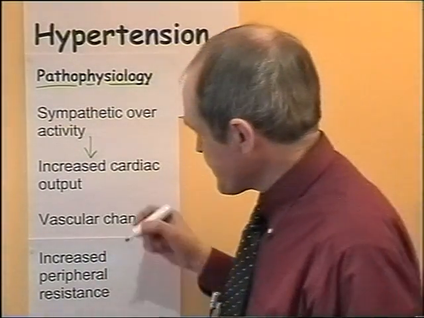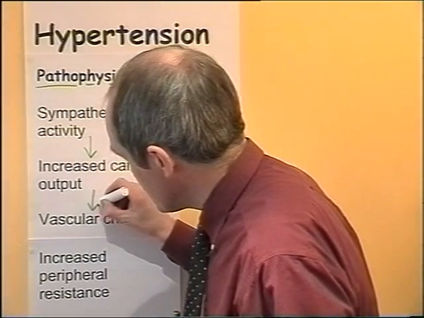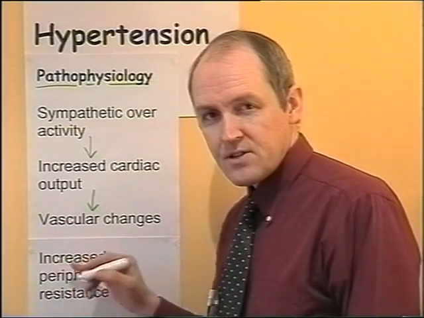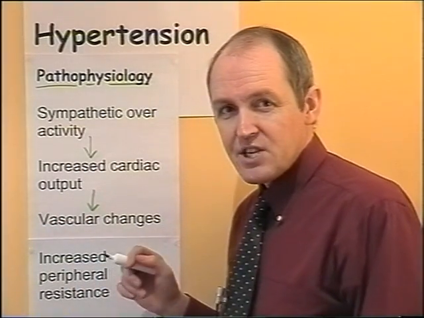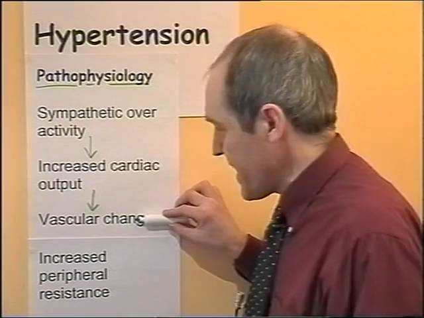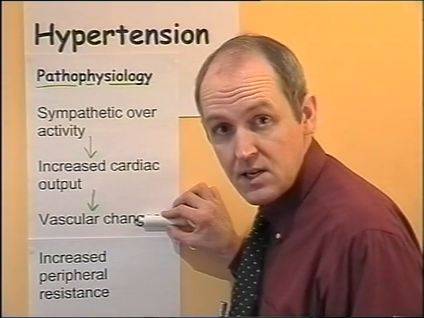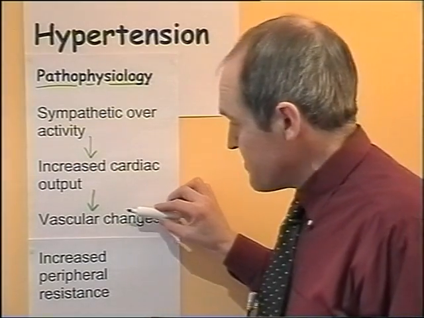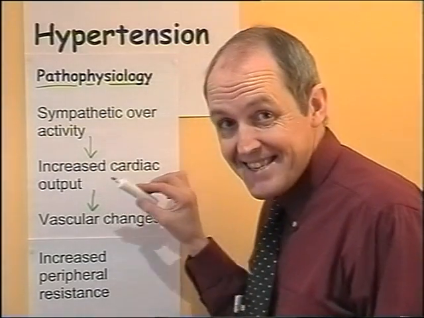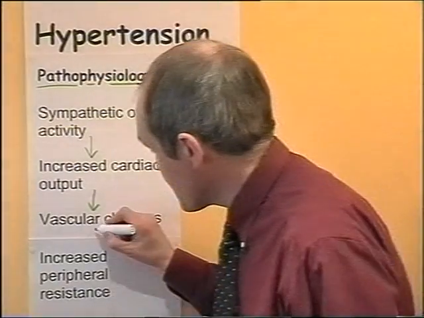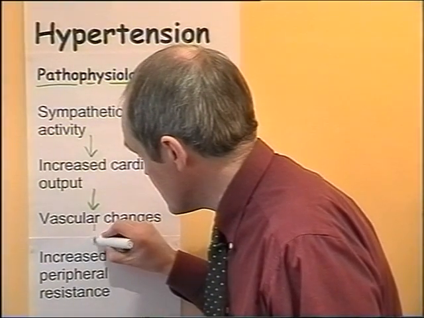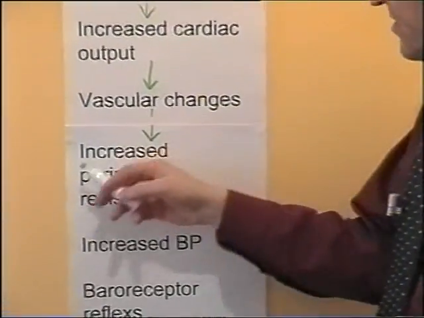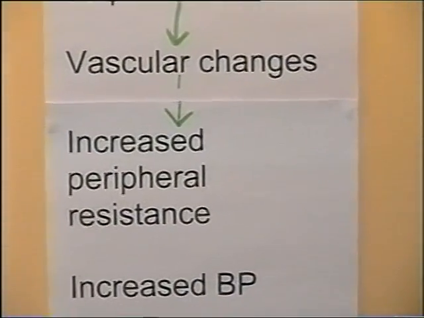Now, over weeks or months, this will result in some vascular changes. So the increased blood pressure will actually start to adversely affect the peripheral blood vessels in ways we'll look at shortly. But the end result of these vascular changes is that you get an increased peripheral resistance. And we know that increased peripheral resistance will increase blood pressure.